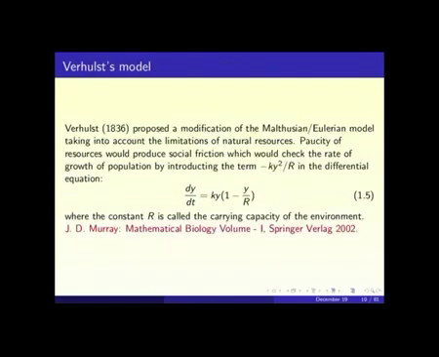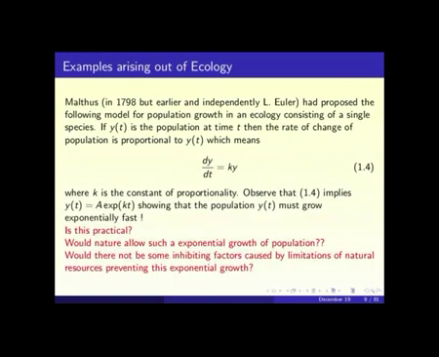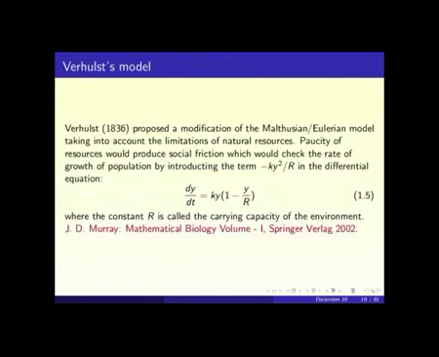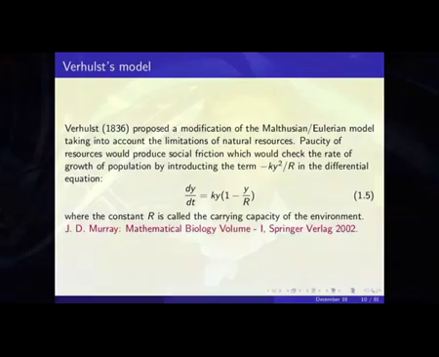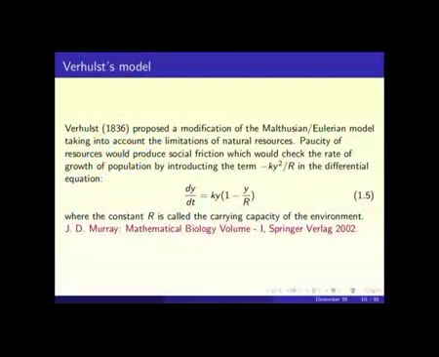Such a mechanism was proposed by Verhulst in 1836. What Verhulst says is that, look at the differential equation 1.4. There is just dy by dt equal to ky. What Verhulst says is that the right hand side must be modified. You see, when there is paucity of natural resources, when there is paucity of food, then that causes social friction, and that social friction is going to have a negative effect on the growth of population. Therefore, the ky term must be changed to a ky minus ky squared by r term.